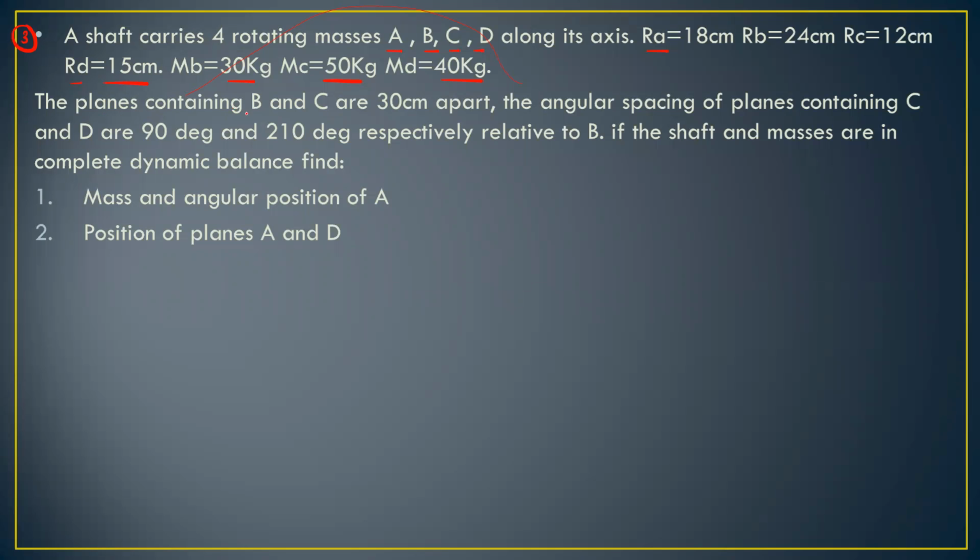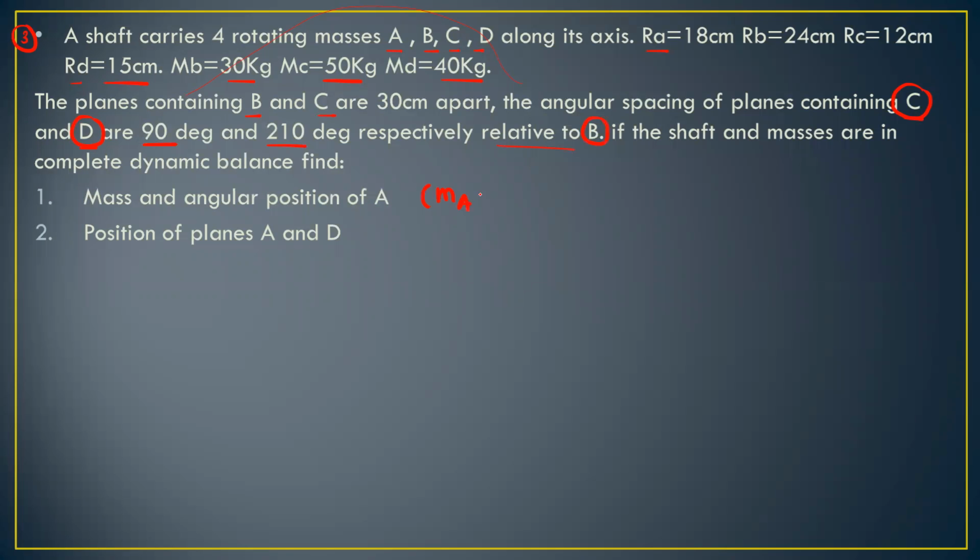The planes containing the mass B and C are 30 centimeter apart, and the angular spacing of the planes containing C and D are 90 degree and 210 degree respectively relative to B. So here the angles are given for mass C and mass D with respect to mass B. If the shaft and masses are in complete dynamic balance, find first mass and angular position of A.